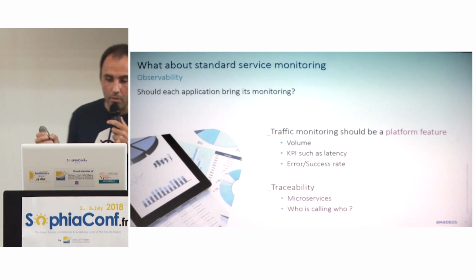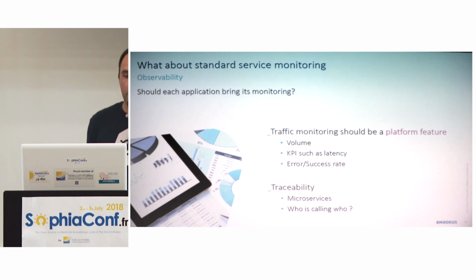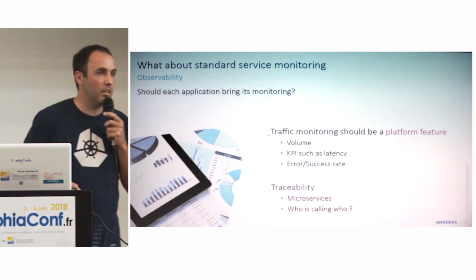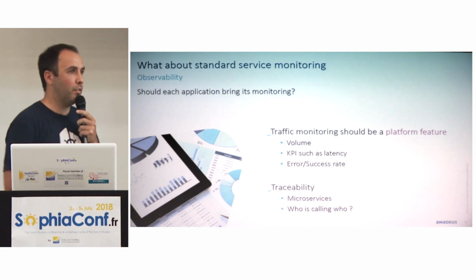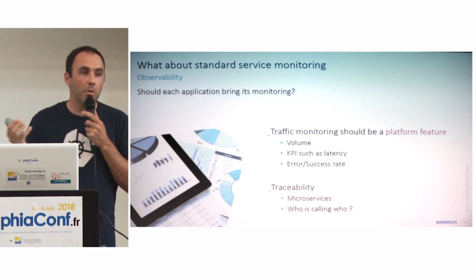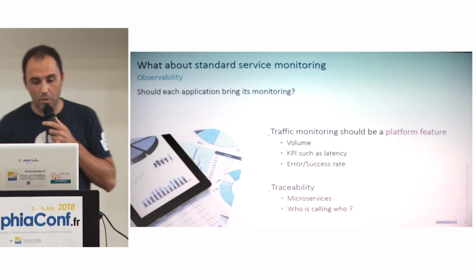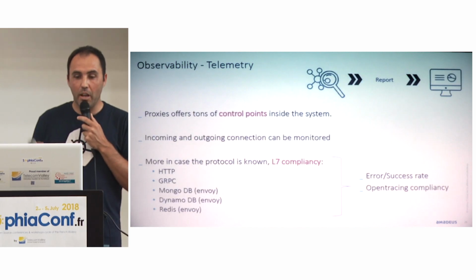Observability. If everyone needs to monitor the volume, the success rate, the latency, and so on, you're not going to ask every application to do so. So you want the platform to do that for you. Same for traceability. You need to pass a token between applications, and you don't want the application to deal with this token. So the service mesh will help you there.